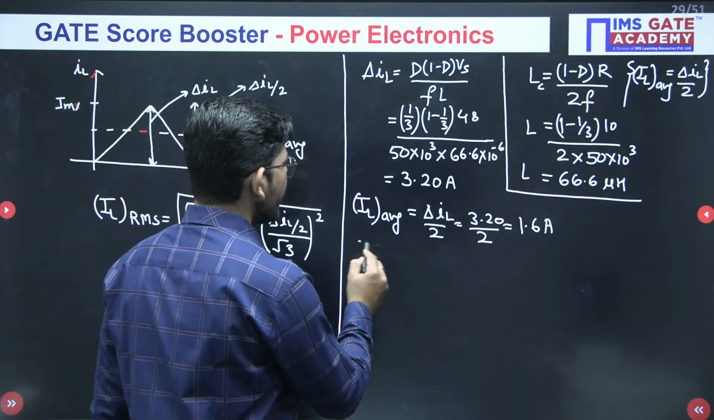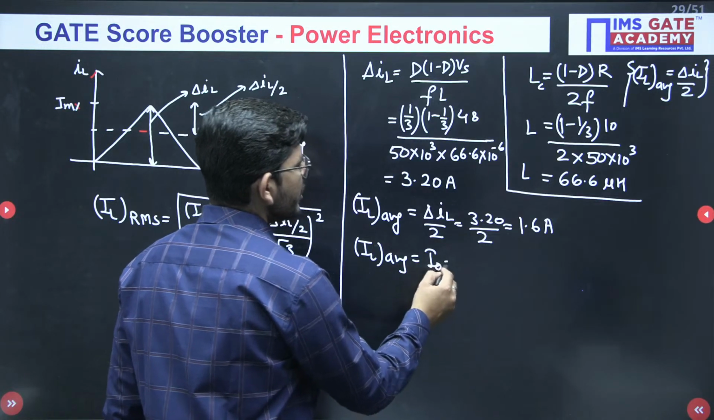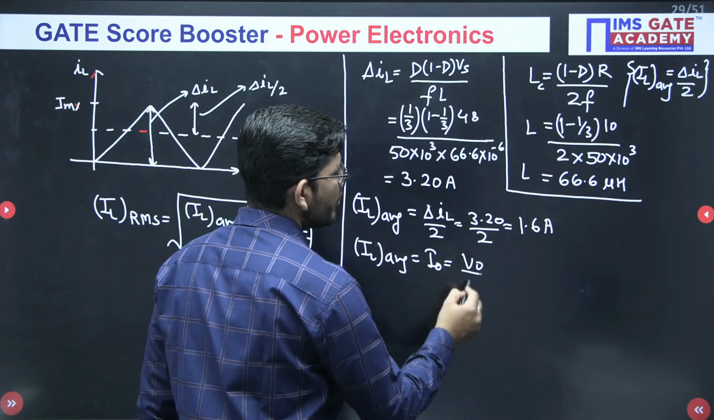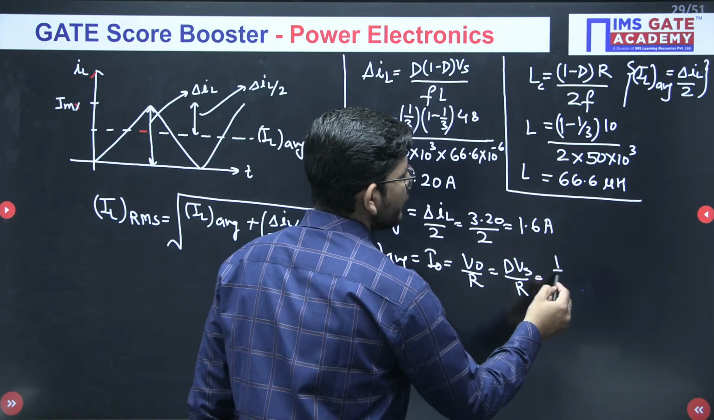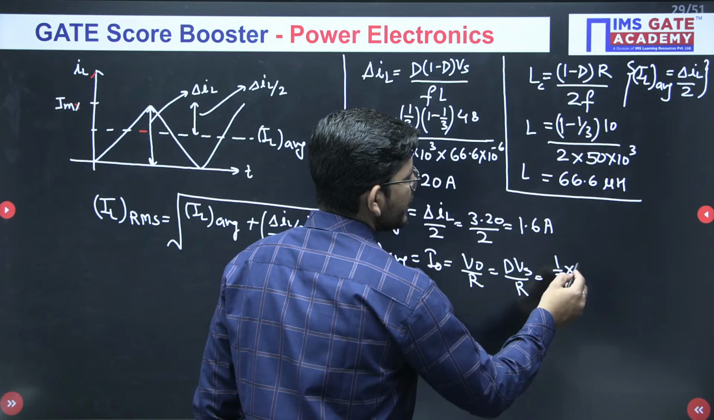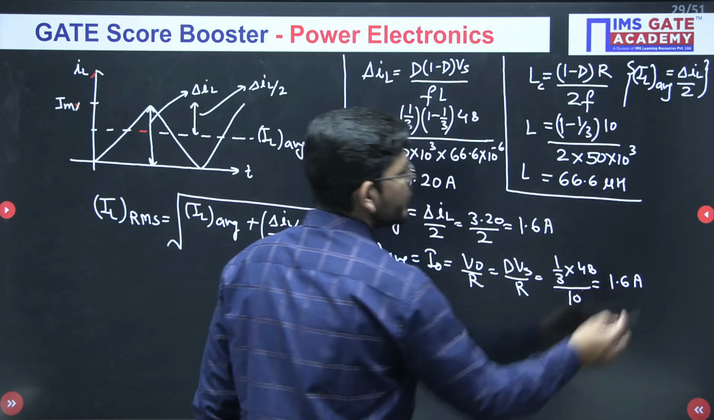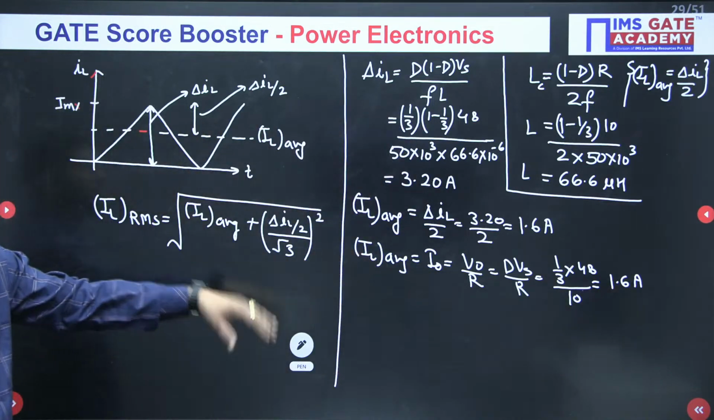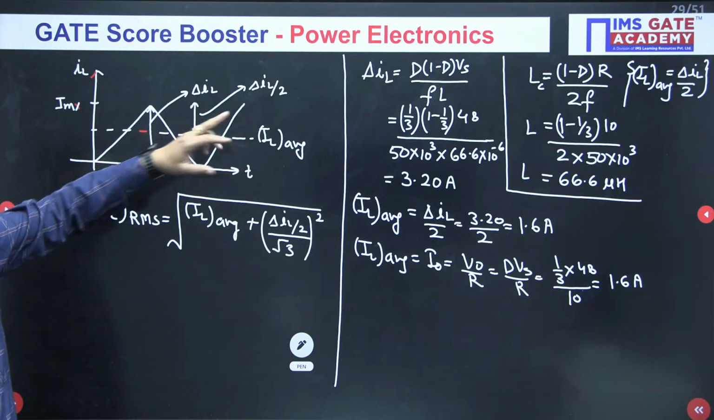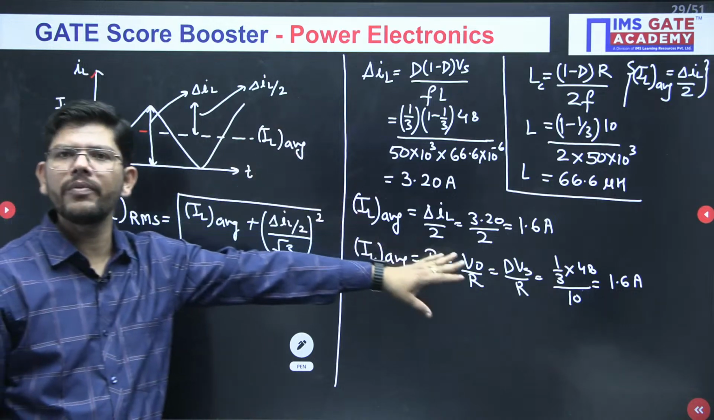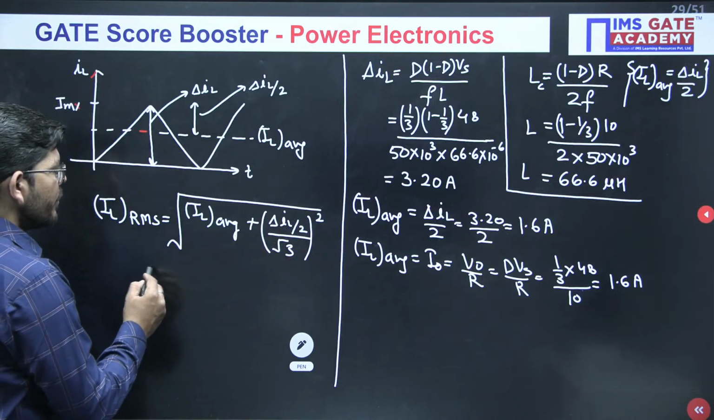If you don't want to do this, you can also calculate IL average from this formula. IL average in buck converter is I naught. I naught is V naught by R, which is dVs by R. So if you put the values 1 by 3, 48 and 10, again you will get 1.6 ampere. So in both ways you can get this value. By looking into the waveform, you know that IL average has become delta IL by 2. Delta IL you have already calculated, so don't waste your time. Otherwise, if you don't want to remember, you can calculate in this way as well.